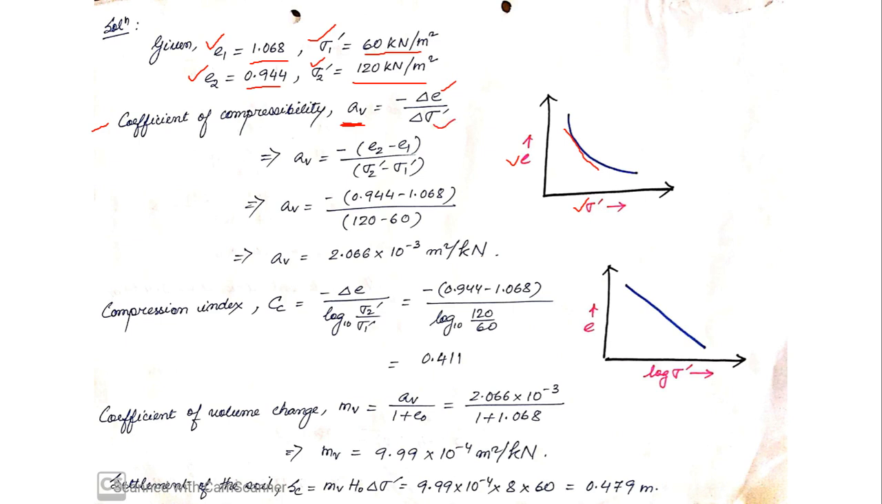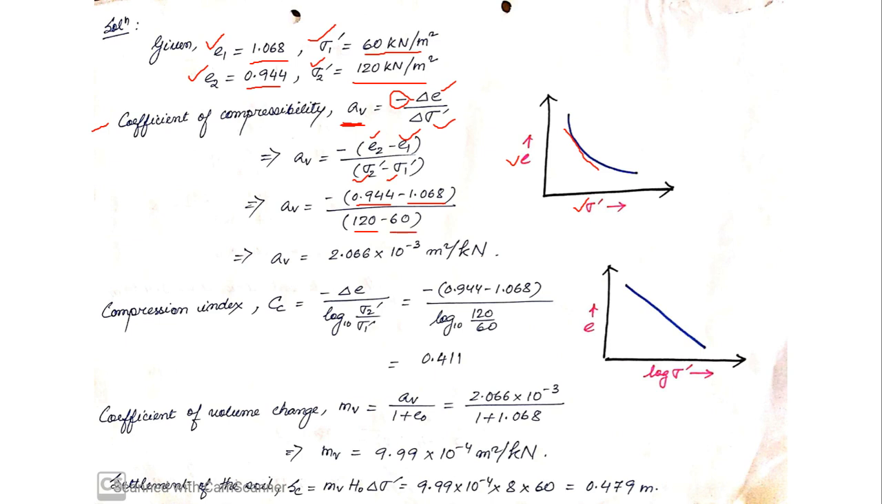I have also put a negative sign over here, which shows that the slope is decreasing or in the downward direction. In the next step, I expand the change in void ratio. Change in void ratio is final void ratio minus initial void ratio. Similarly, change in effective stress is final effective stress minus initial effective stress. Now e2 is 0.944 and e1 is 1.068. Sigma 2 dash was 120 and sigma 1 dash was 60.